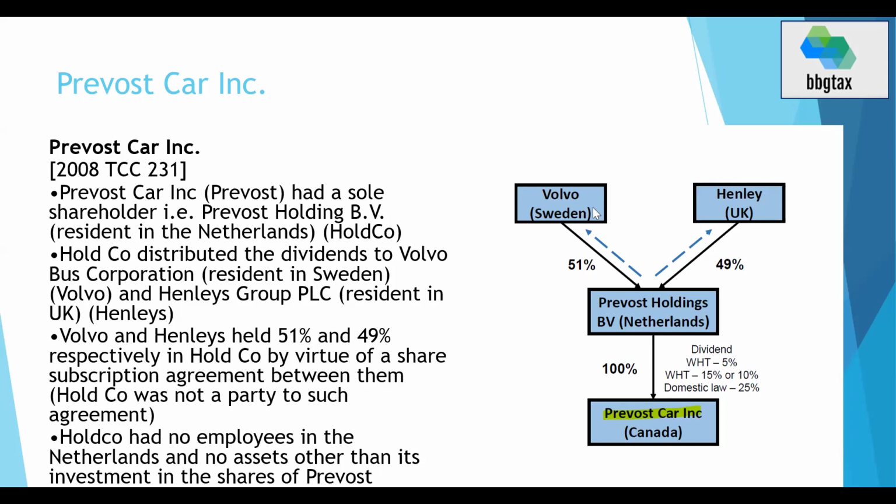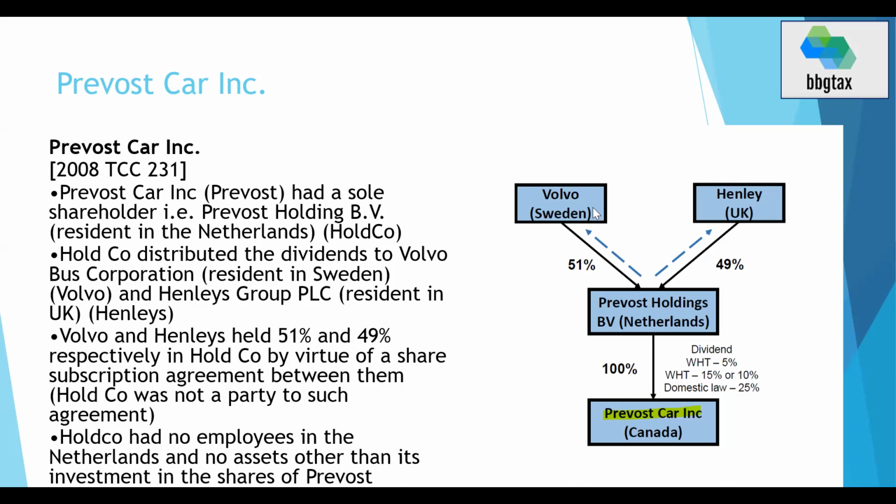Now, the principal issue was whether, for the purposes of the Canadian Dutch Treaty, Prevost Holding was the beneficial owner of dividends it had received and which it subsequently passed on to its own shareholders. Now, the Canadian court held that Prevost Holding was, in fact, the beneficial owner of the dividends. There were a few reasons listed for the decision. One of the important reasons mentioned was that Prevost Holding had discretion as to the application of the dividends, since it was not legally bound to distribute them to its shareholders as soon as they were received.